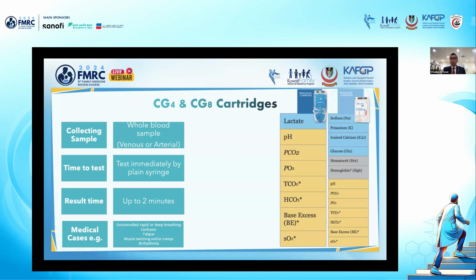Result time is up to 2 minutes, including electric calibration and chemical calibration. So within 2 minutes, you will get your result and be sure it's accurate. What I noticed in the polyclinics is that you need 1 day to receive the chemistry results. With iStat, you can get it in 2 minutes and take the decision to treat your patient. Medical case examples: deep breathing, confusion, muscle cramps, arrhythmia. These are examples of the cases in which you can use this cartridge.